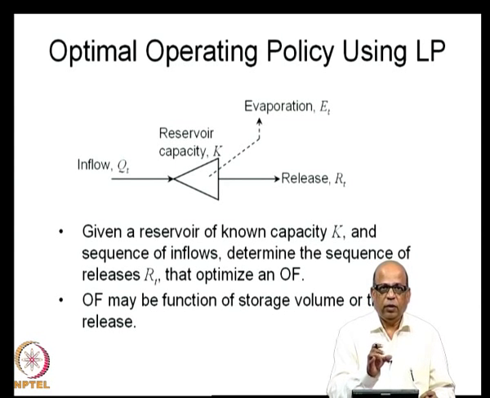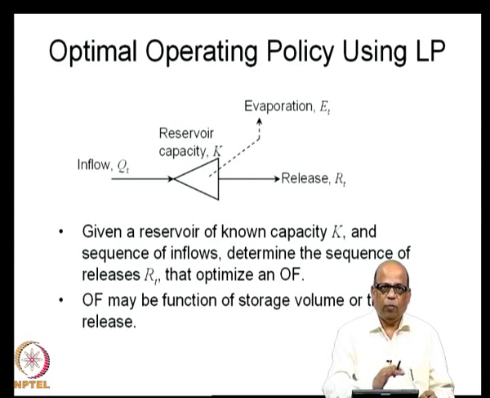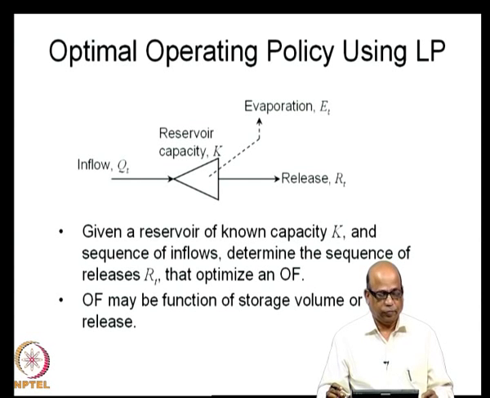The objective function, which determines the value for the release as well as the value for the storage, is in general a function of both the storage as well as the release. For example, you may make the release for irrigation, you get a return, but your storage level may be contributing to the head for the hydropower, and therefore, the storage also has certain value and so on. So, you may have in general the objective function as a function of both the release as well as the storage.